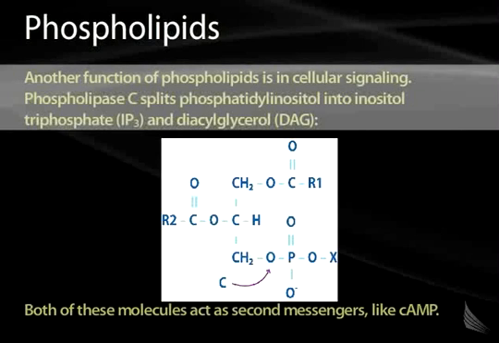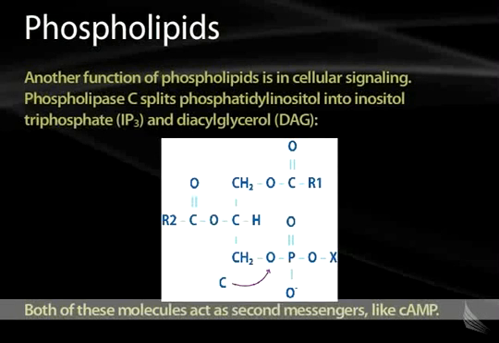Now, one of the other functions of phospholipids is in cellular signaling. There's an enzyme called phospholipase C, and phospholipase C takes a molecule of phosphatidylinositol and converts it into inositol triphosphate with diacylglycerol. And both of these molecules act as second messengers, much as cyclic AMP does, as we talked about before in regulation of metabolism.